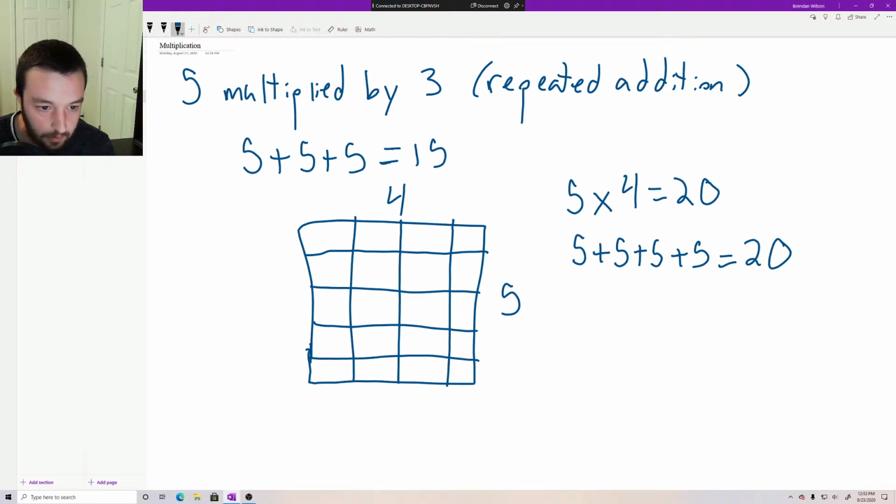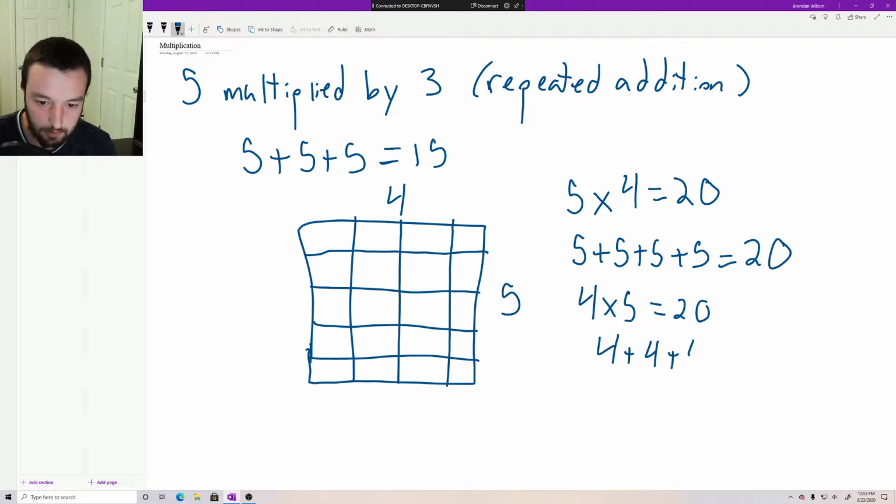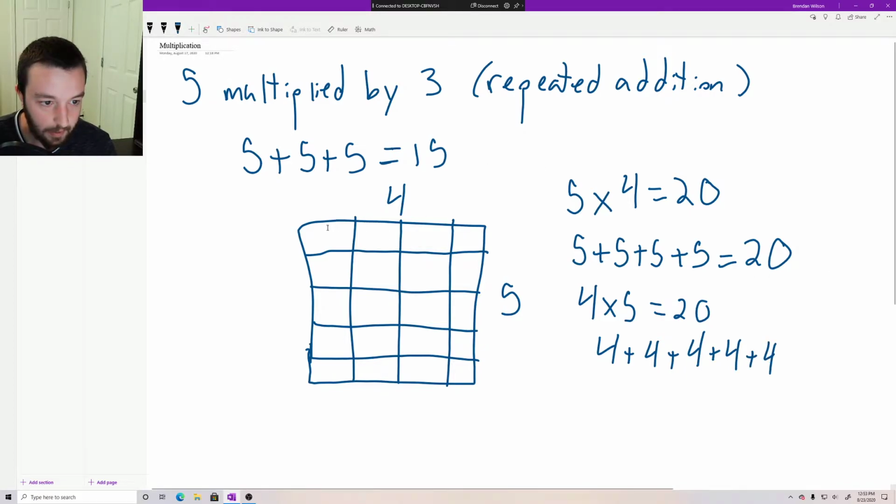Now, notice that it doesn't really matter which order we do this in. If we want to know instead what 4 times 5 is, that's just like looking at it from the other angle, so we should get the same thing. Let's make sure though. We do 4 plus 4 plus 4 plus 4 plus 4, because now we're adding up this row plus this row plus this row plus this row plus this row. So this one's like adding the rows up, and the other is like adding the columns up. At the end of the day, we're going to get the same thing.